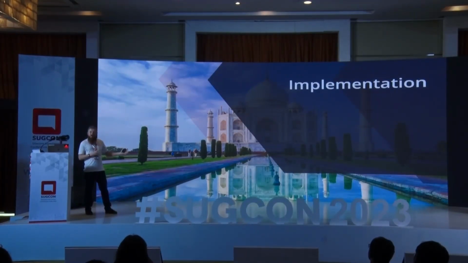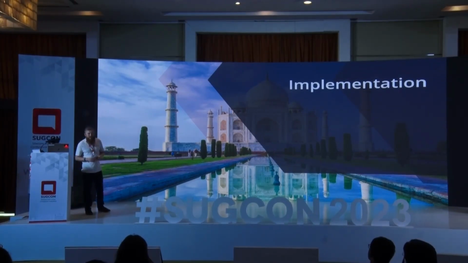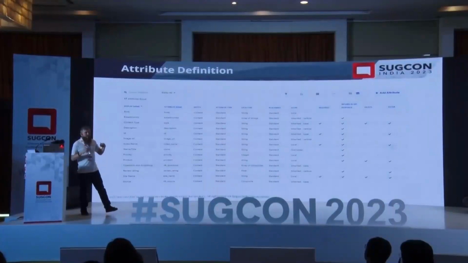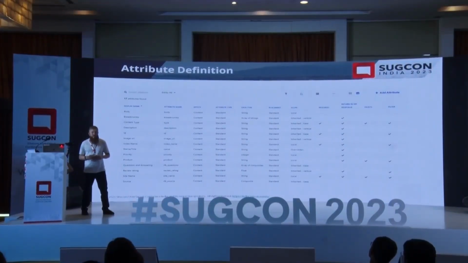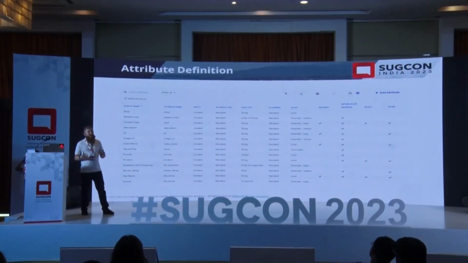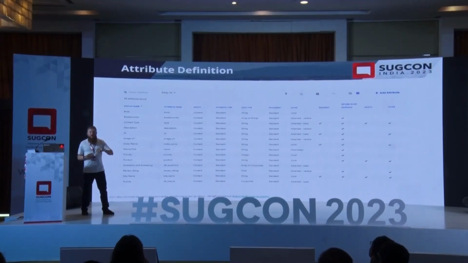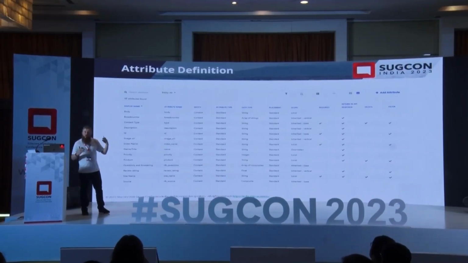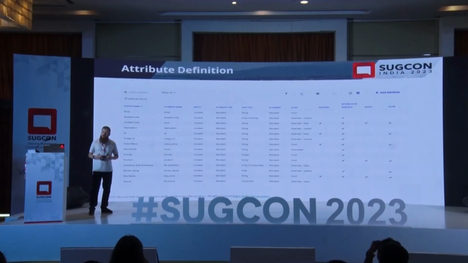OK, so that's kind of shown quickly how it works on the actual site itself. I want to talk a little bit about how it's actually implemented, though. So when you first start a search project, what you're going to have to do is build out your attribute definition. And this is basically a big list of all the fields you're going to want to index across all of those different sources that we looked at.